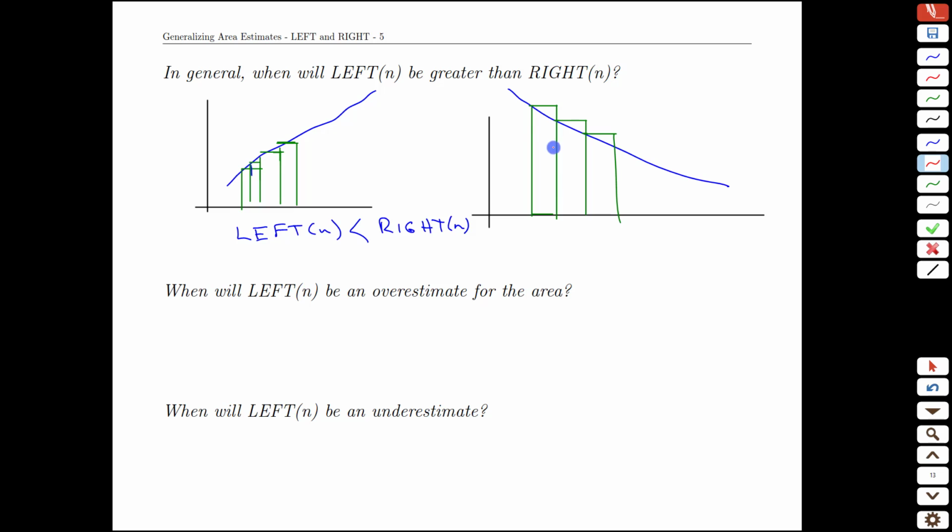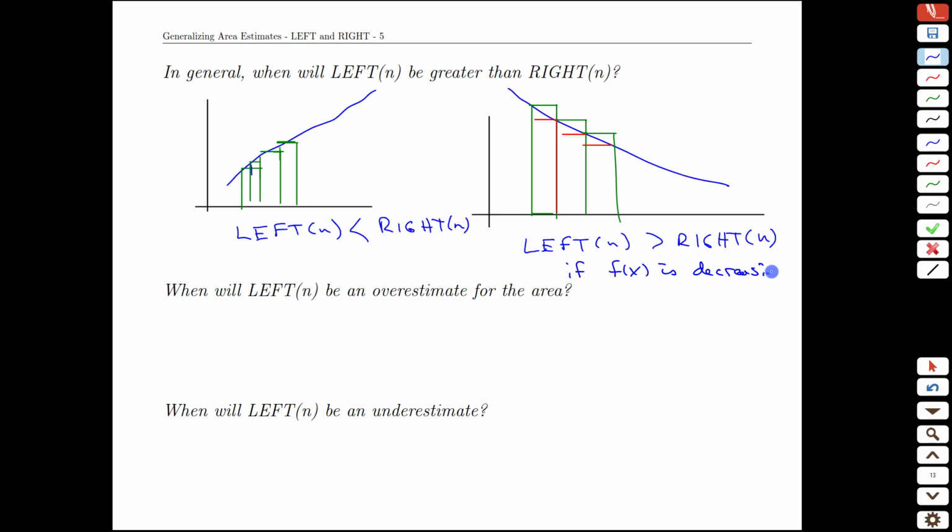And if you compare it with the right-hand rule on this interval, we'd go up to the graph and then build it backwards. We would get the red rectangles in that scenario. That would lead to the left-hand rule, which is in green, being always larger than the right-hand sum. The left-hand sum would be bigger than the right-hand sum if the function is decreasing, and over here, if the function is increasing, the reverse.